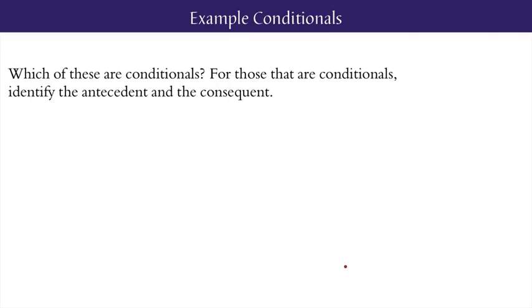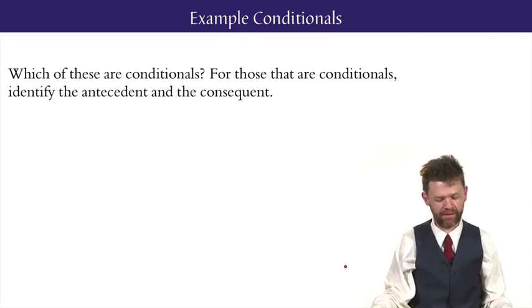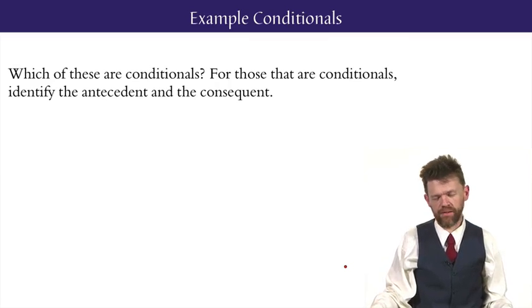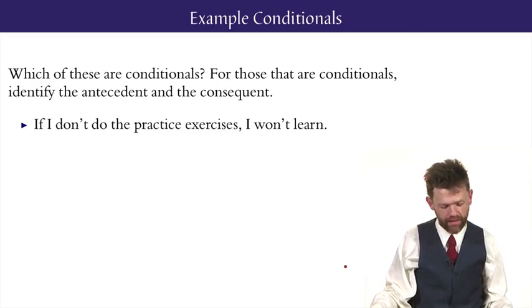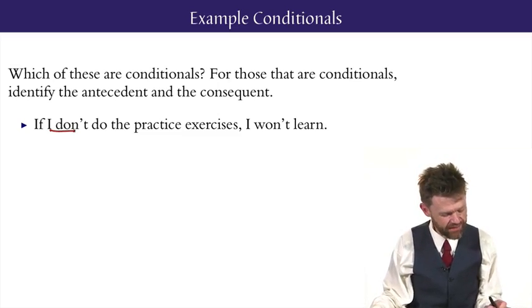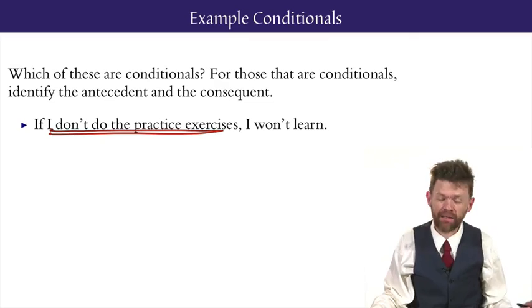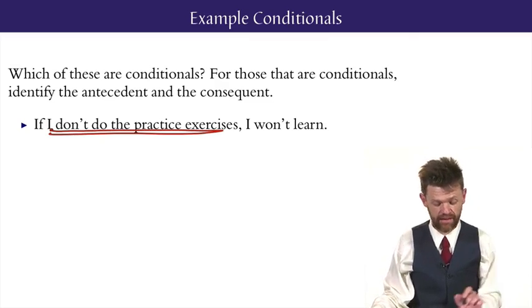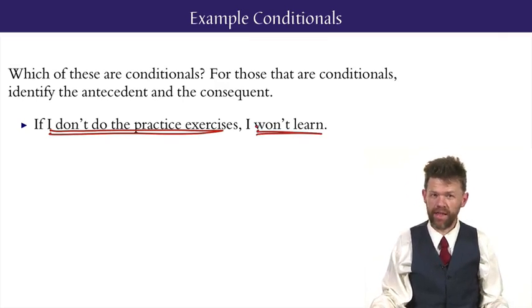So let's see some examples to help you get this straight in your mind. We'll work through a few example conditional statements. Look at these statements and ask yourself the question, which of these are conditionals? And for them, identify the antecedent and the consequent. Have a look at this one. If I don't do the practice exercises, I won't learn. In this case, it's relatively straightforward. The if part marks the antecedent. I don't do the practice exercises, that's the antecedent. And I won't learn, that's the consequent.